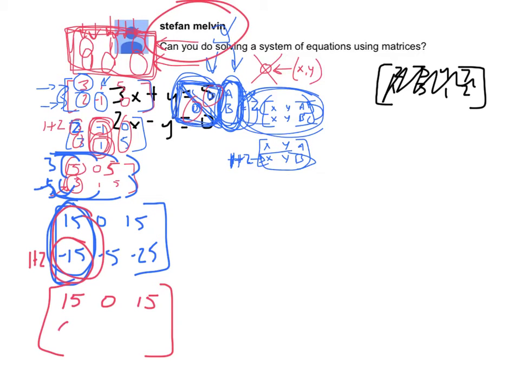So I add these two together. 15 plus -15 is 0. 0 plus -5 is -5, and then 15 plus -25 is -10. Now, like I said, the easy part's getting it reduced back down to the 1s to where you can get 1s here and here. We've got our 0s. Check, check.